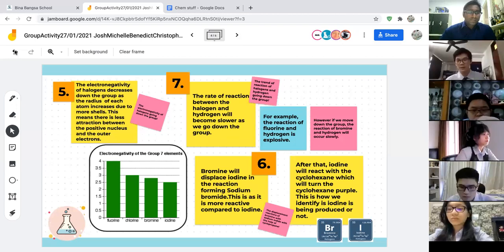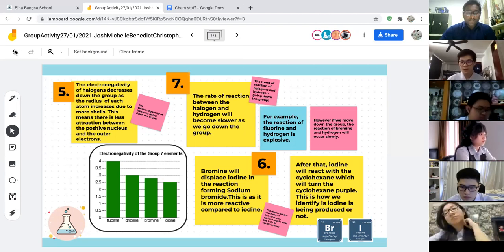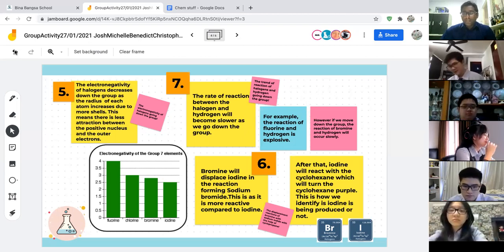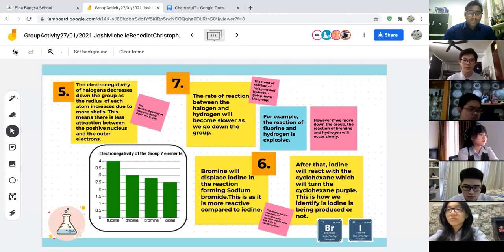The displacement reaction of bromine with sodium iodide with the help of cyclohexane. Bromine will displace iodine in the reaction, forming sodium bromide. This is because bromine is more reactive compared to iodine. After that, iodine will dissolve in cyclohexane, which will turn cyclohexane purple. This is how we will know whether iodine is being produced or not.